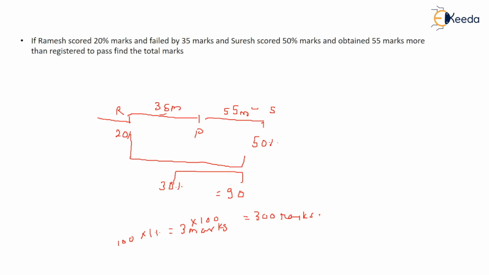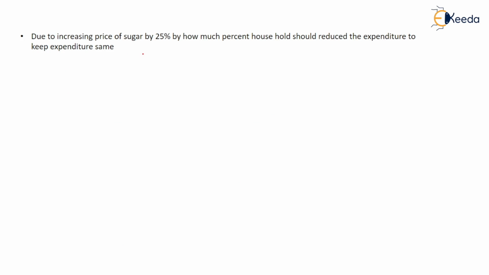Okay. Next question. Due to an increase in the price of sugar by 25%, by what percentage should the household reduce the consumption to keep the expenditure the same? Okay, suppose this is the price of sugar, this is the old price, this is the new price. So there is a 25% increase. So earlier it was 100 rupees, now it is 125.